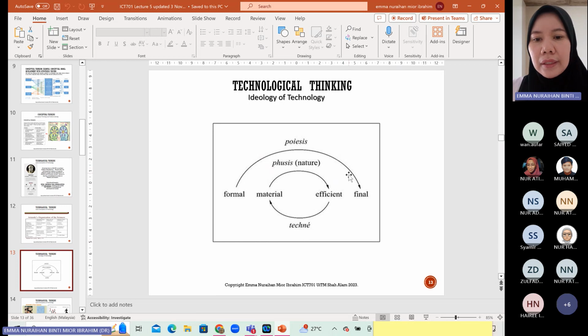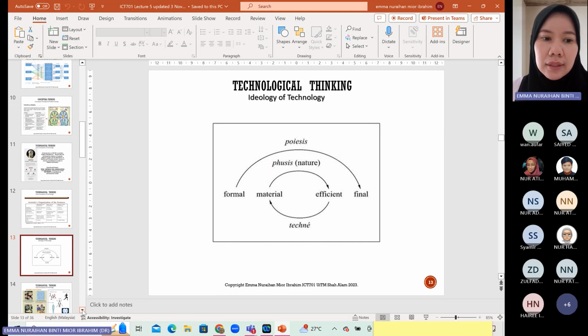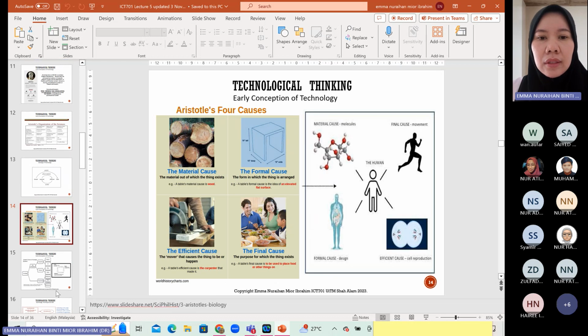And also there are factors of nature in between, okay? And how does this technological thinking help in coming up with a product? For example, Aristotle's four causes tadi, material cause, dia nak buat meja. Contohnya konsep dia nak buat meja. Meja apa? The material cause of a table, of course, is wood. The formal cause, the form in which the thing is arranged. Macam mana you nak form dia, table ni? Adakah flat je ke? Adakah table tu bercorak-corak ke?